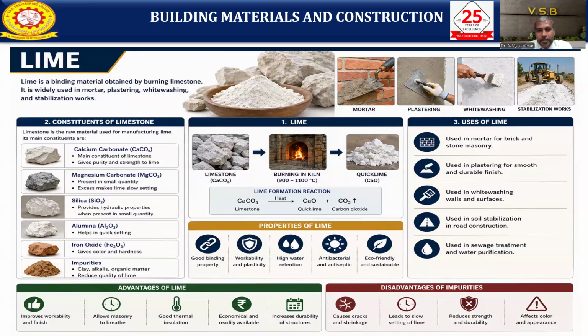How is limestone manufactured? We have a limestone quarry, and from that quarry we take the limestone. We then burn the limestone in a kiln at around 900 to 1100 degrees Celsius. When this burning happens, carbon dioxide evaporates. So the moisture as well as the carbon dioxide is removed, and we get quicklime.